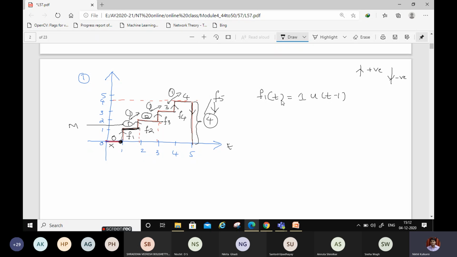Similarly, if you take f2 of t, on the same basis, please be careful here with this shortcut method. Magnitude is 2, but earlier you were at this step, so the change in magnitude is 1. So how much should you add to get 2 here? Earlier it is 1, now again you have to add 1.